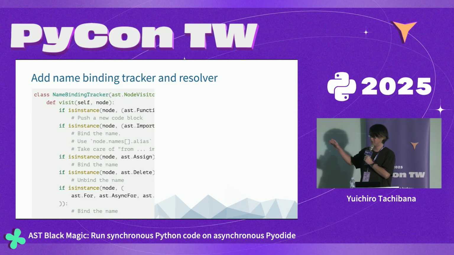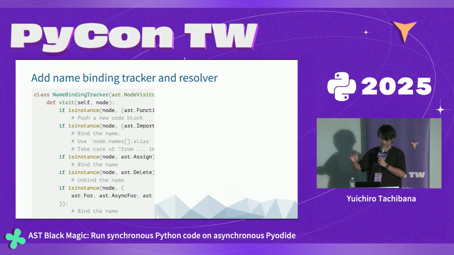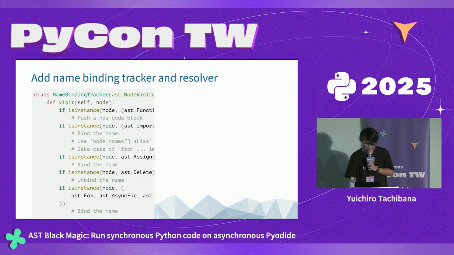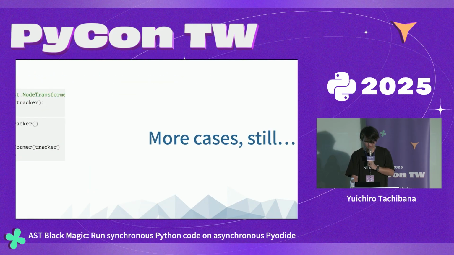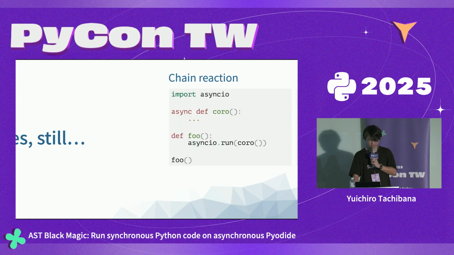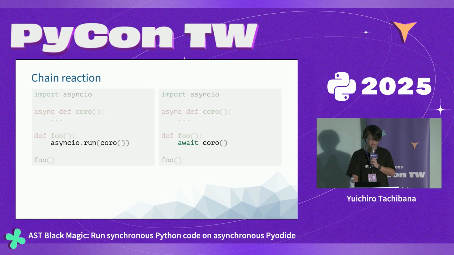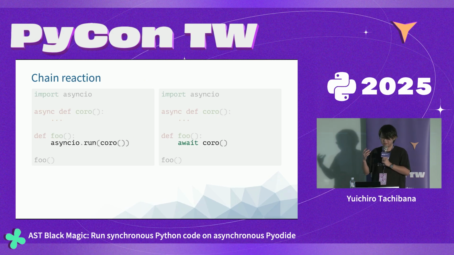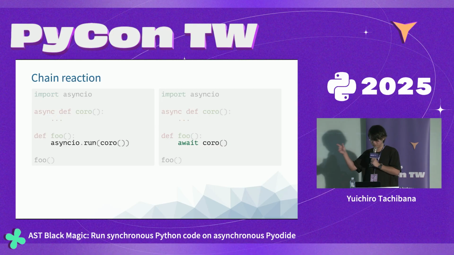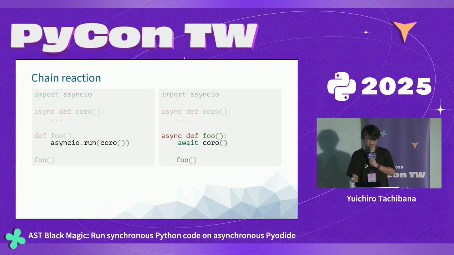I cannot provide all the implementation of the name resolution class because it has 100 lines of code. But if you implement it, the problem is going to be solved. However, there are still more cases. For example, as I have said, asyncio.run should be replaced with an awaited function call. But what if it's inside a function? The outer wrapping function should be converted to an asynchronous function. Then it's going to be also an await at the top level. It's very cumbersome.